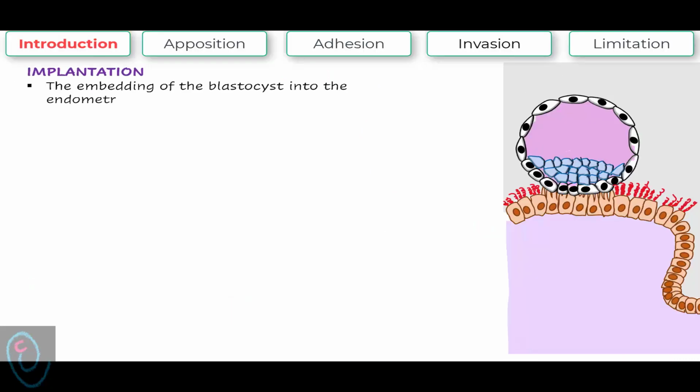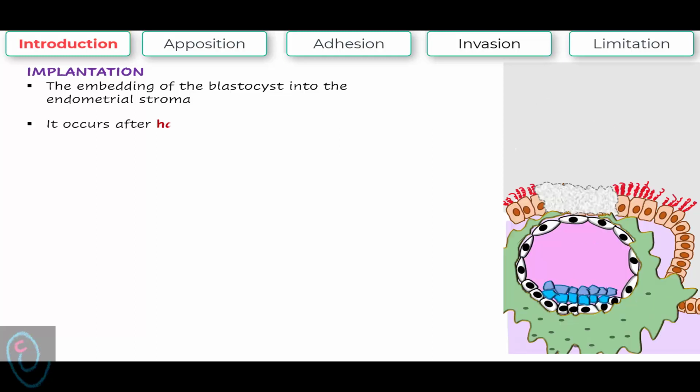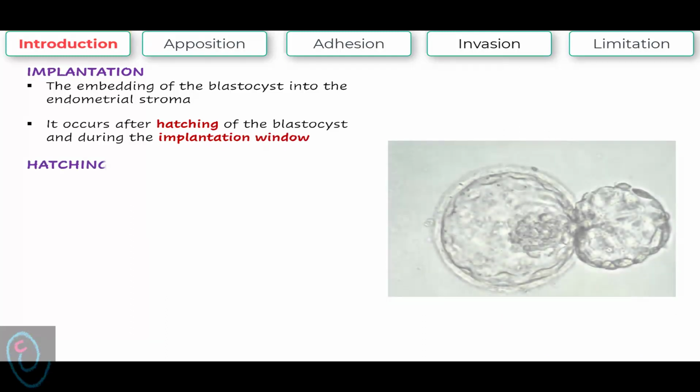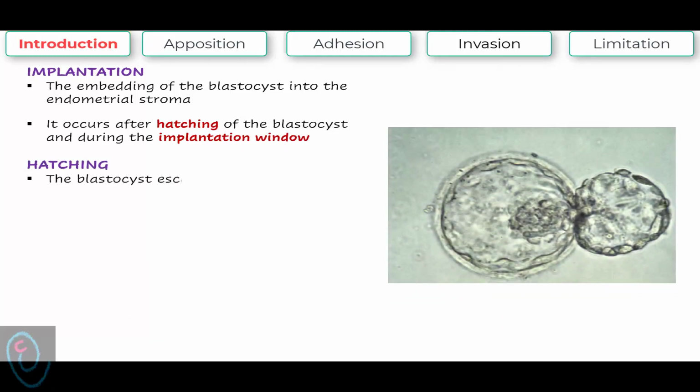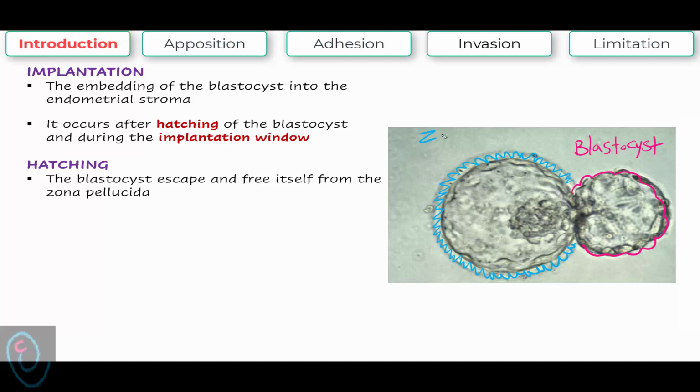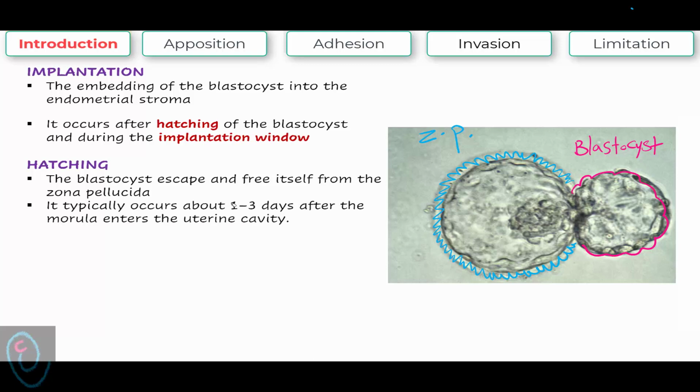Implantation is the embedding of a blastocyst into the endometrial stroma. It occurs after hatching of the blastocyst and during the implantation window. Hatching occurs when the blastocyst escapes and frees itself from the zona pellucida. Here you can see the blastocyst after escaping from the zona pellucida. It typically occurs about 1 to 3 days after the morula enters the uterine cavity.